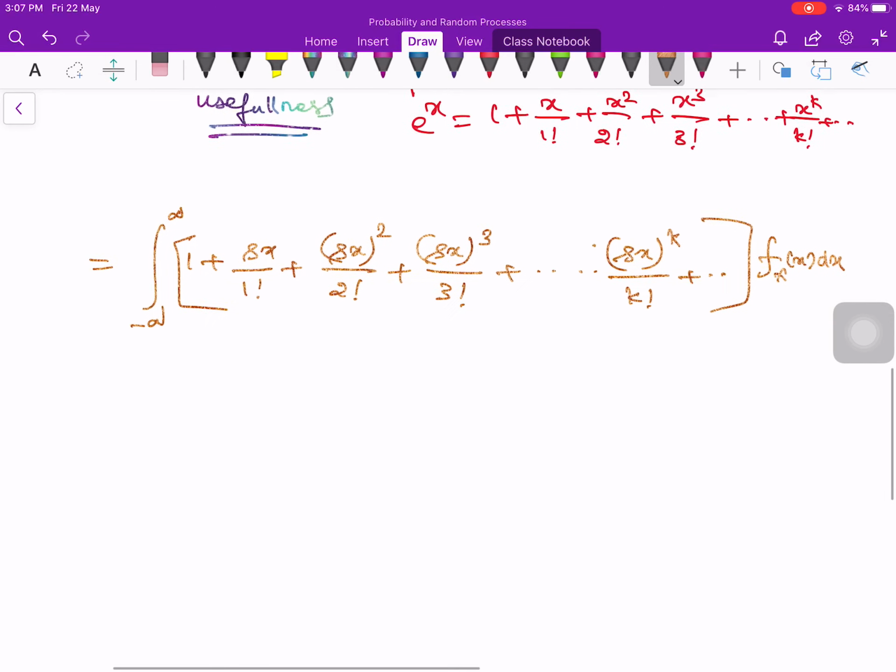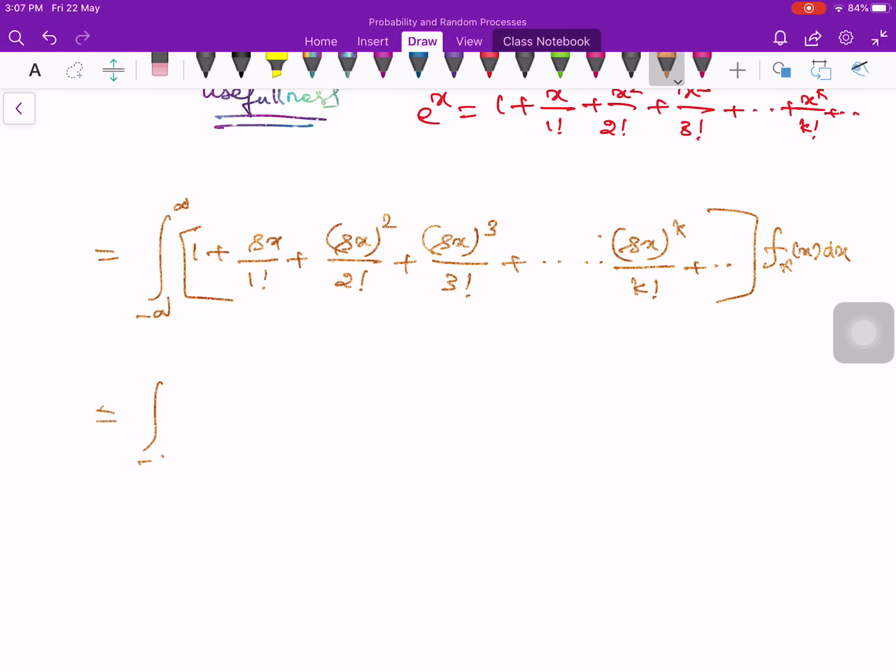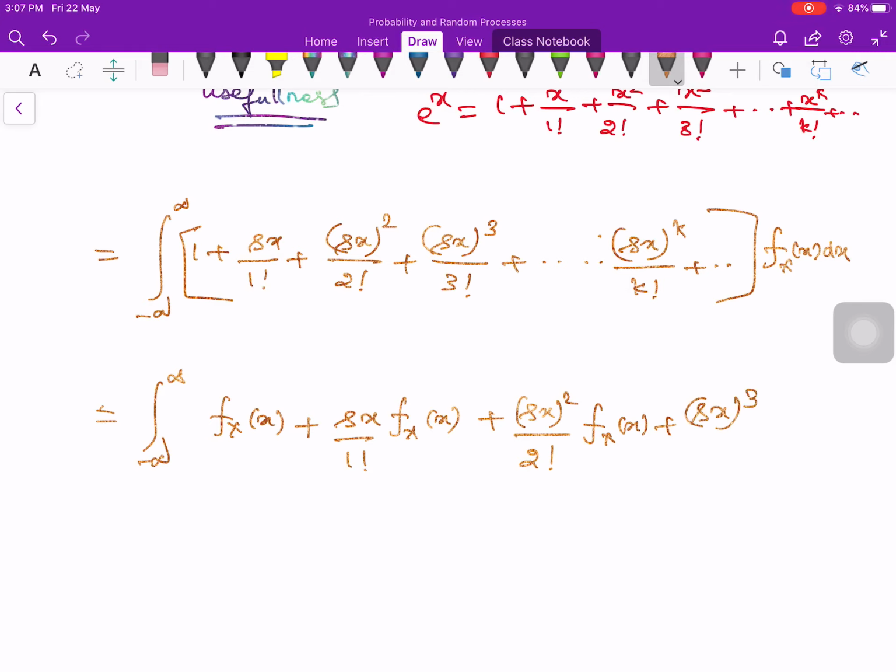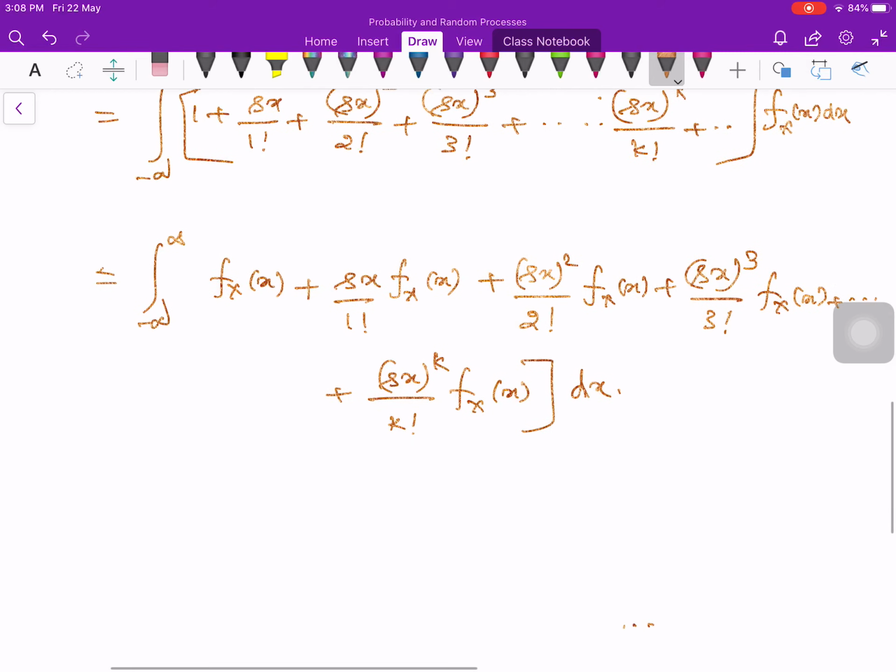Now bring this density function inside. Then this is going to be the integral of f_X(x) plus sx times f_X(x) by 1 factorial plus (sx) squared over 2 factorial times f_X(x) plus (sx) cubed over 3 factorial times f_X(x) plus dot dot plus (sx) to the k over k factorial times f_X(x), multiplied by dx. Now bring this integration inside.